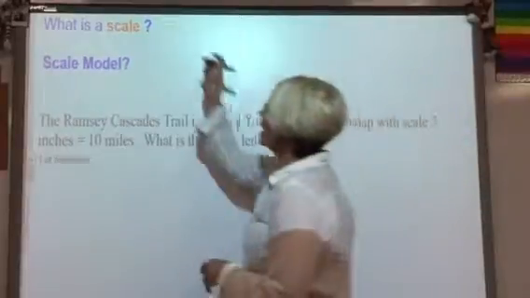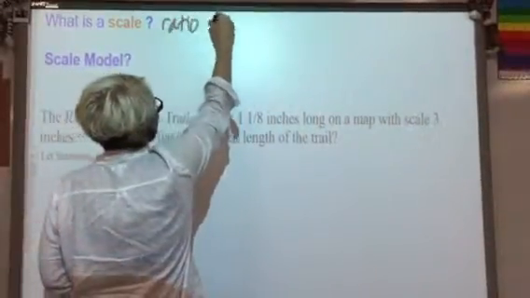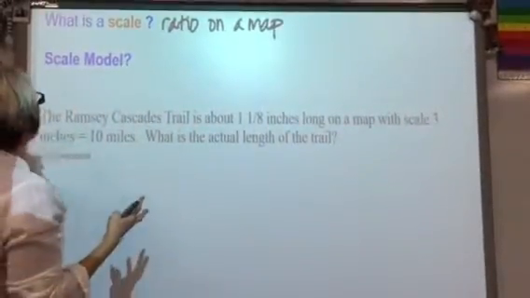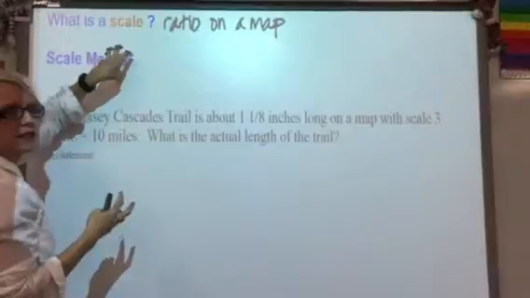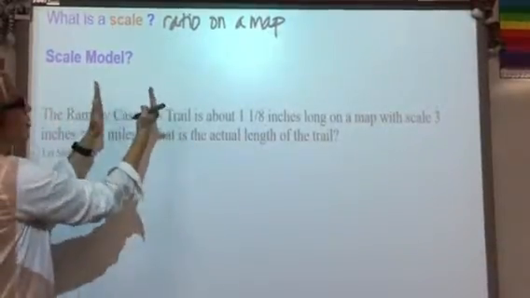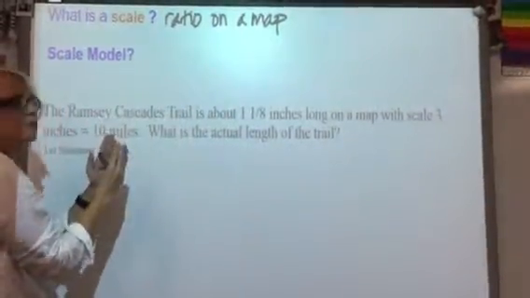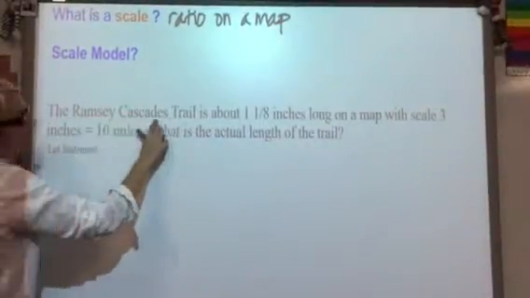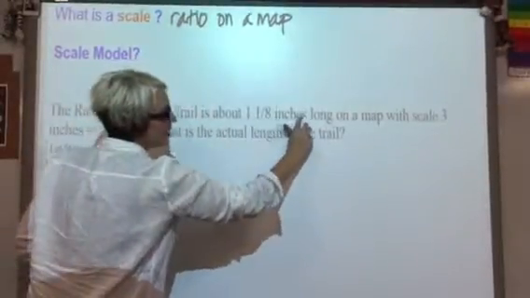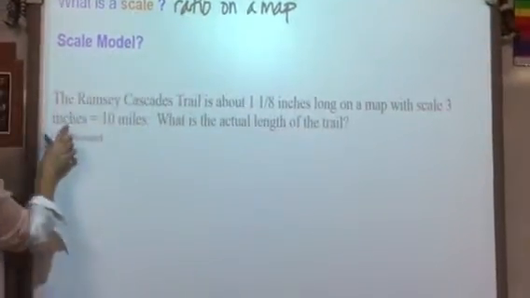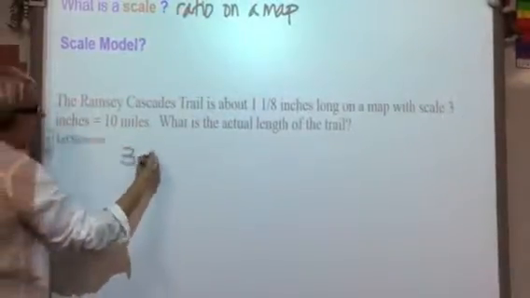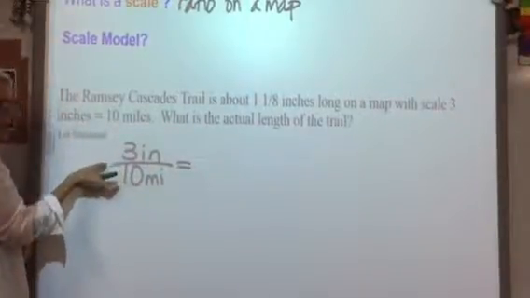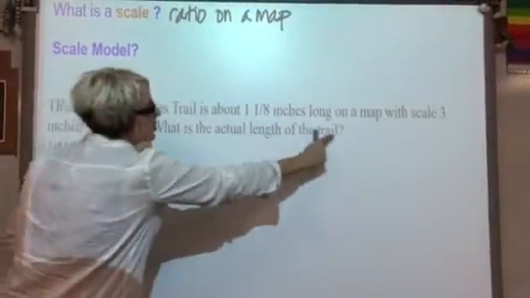Finally, what is scale? A scale is a ratio on a map. And you'll see scales on different types of drawings as well. But a scale model is something that is done, we call it to scale, when the large is too big or the small is too small. So it's something that we create a proportion with. So here's an example. The Ramsey Cascades Trail is about 1 1/8 inches long on a map. And the scale is 3 inches is 10 miles. So I'm going to put 3 inches to 10 miles as my ratio. This is my map scale. What is the actual length of the trail?